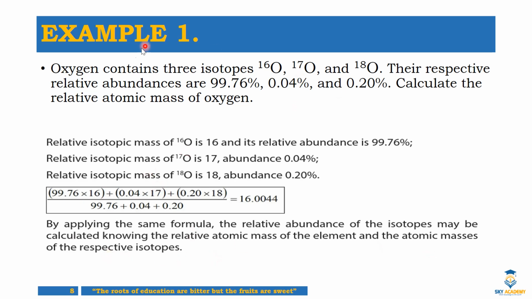So here I can say that this example is a simple one, but you can also use another way to calculate either. You can calculate the abundances or atomic masses or relative atomic mass, depending on what you are given.